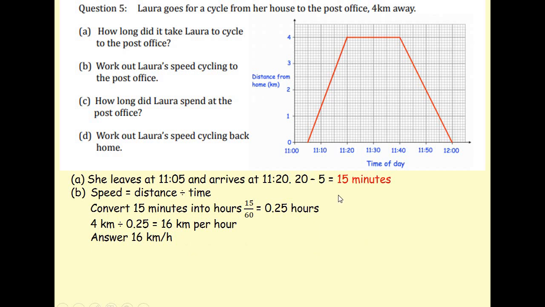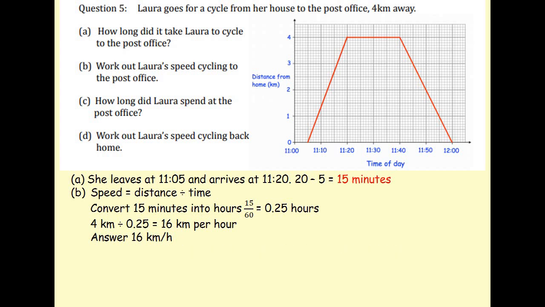A lot of you will know that 15 minutes is a quarter of an hour and a quarter is 0.25. But if you don't, that's the method. Minutes divided by 60 gives you the time in hours. We then put those figures into the calculation. So 4 kilometres divided by 0.25, if you put that into your calculator, will give you an answer of 16. So her speed travelling to the post office is 16 kilometres per hour.